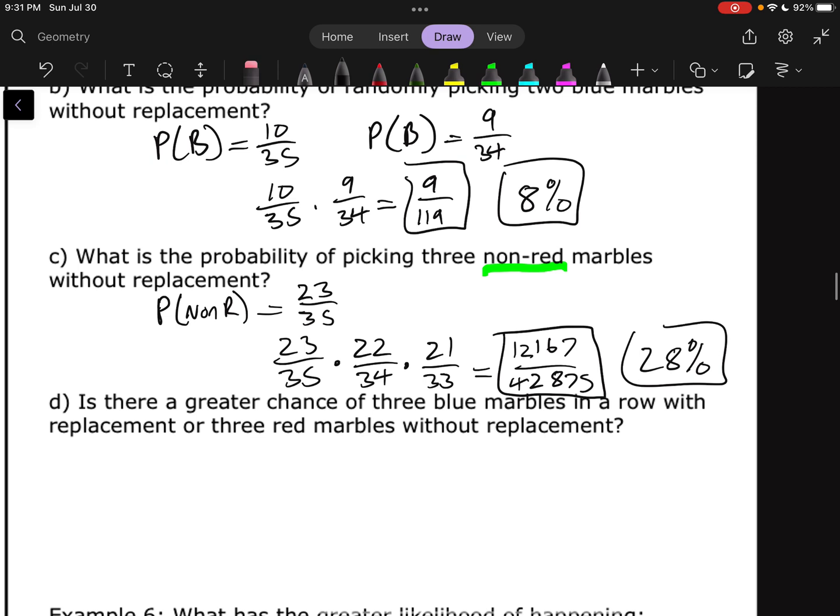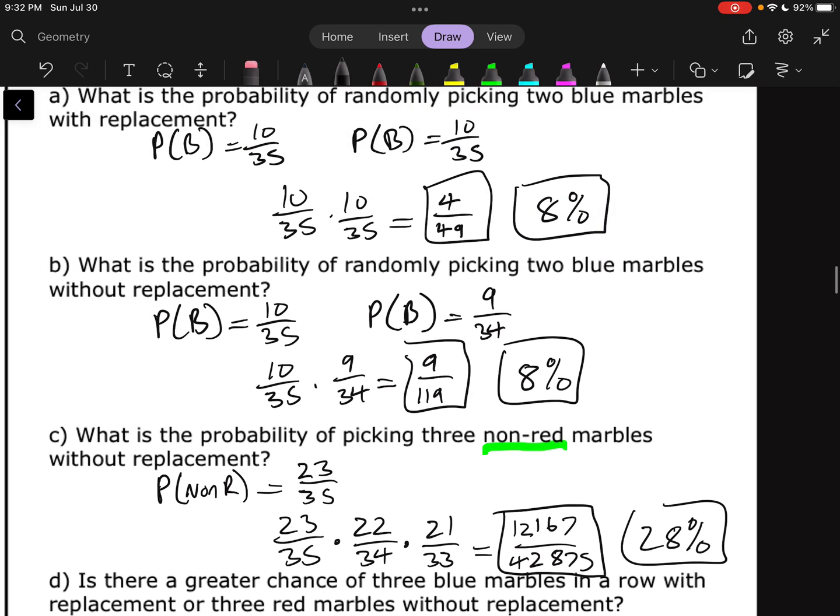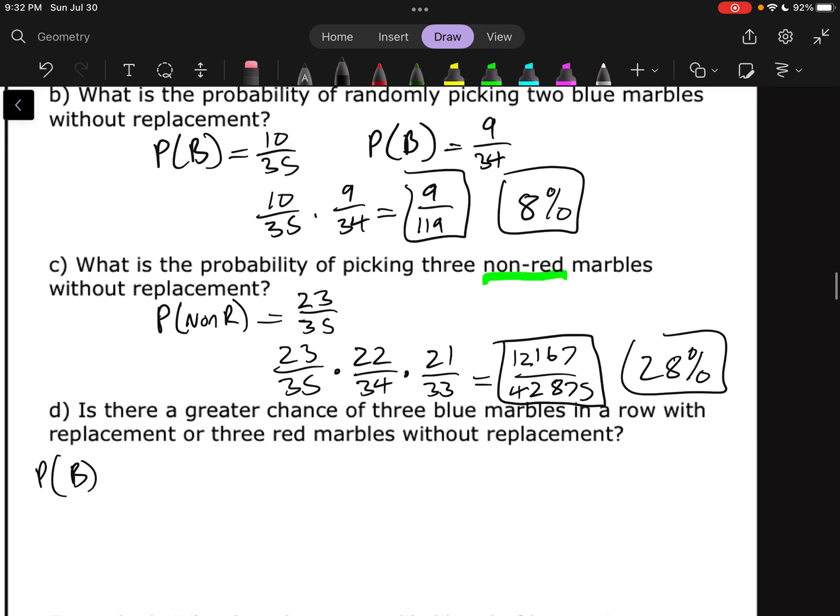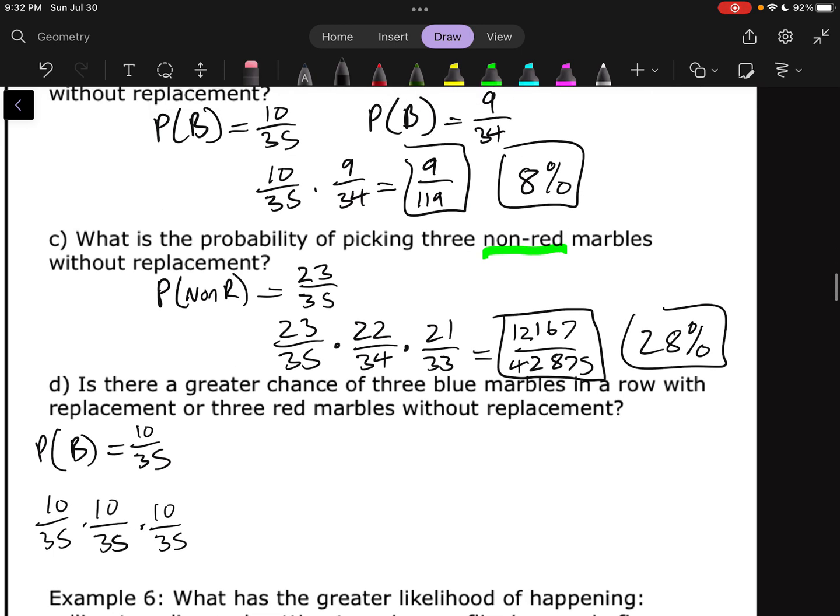All right, then for this last one here, the probability of getting 3 blue marbles in a row with replacement, or 3 red marbles without replacement. What's the greater odds? Okay, so the blue marble, how many blue marbles did we have? We had 10 blue marbles. So this is 10 over 35. And if this is with replacement, that means that each time is completely independent of the other ones. So we just need to do 10 over 35 times 10 over 35 times 10 over 35, right? Let's see what happens when we do this.